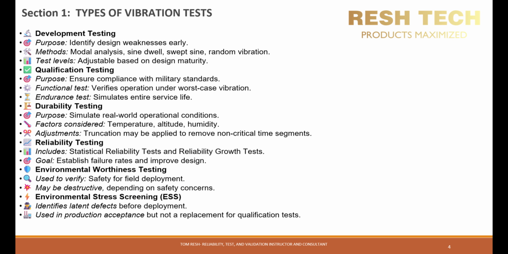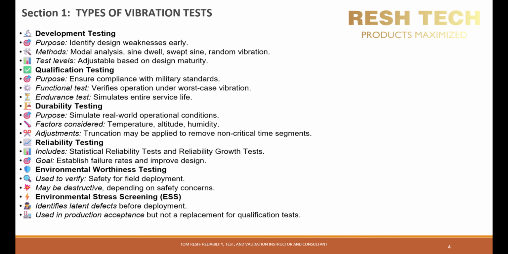Vibration testing plays a critical role in the validation and qualification of military and aerospace hardware. These test types ensure that systems can withstand harsh operational environments, preventing failures in mission-critical applications. Here is a detailed breakdown of each vibration test type. The first is development testing. It detects design weaknesses early in the product development cycle before costly failures occur in later stages. It evaluates structural integrity and resonant frequencies to optimize the design.